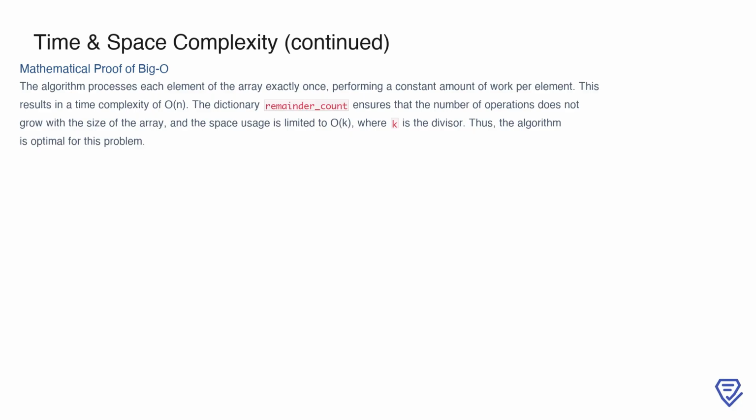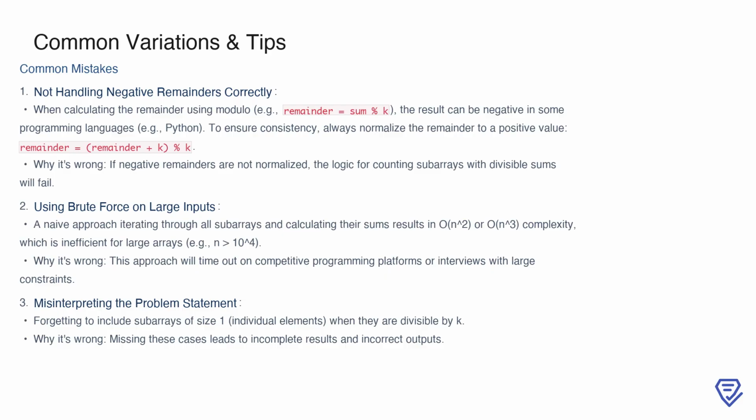Importantly, neither the time nor space complexity depends on the specific values within the array; they depend only on the size of the array and the divisor k. This shows that our solution is both time optimal and space efficient for this problem, achieving the best possible performance given the constraints. Let's talk about some common mistakes that can trip you up when solving this problem.